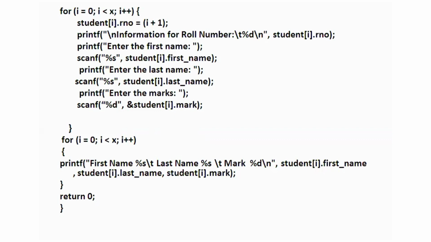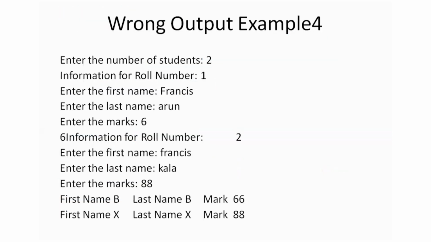Let us see how the output will be. First name %s, slash tab, and last name. In this way I have given it. So we will see how the output will be. Enter the number of students, information for roll number 1. The input is given: enter the first name, Francis. Enter the last name, Arun. Enter the marks, 66. And the information for roll number 2.